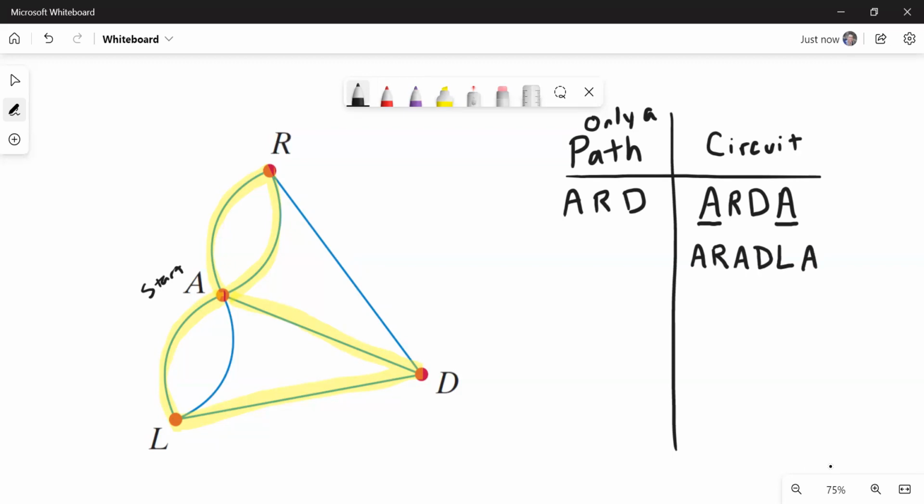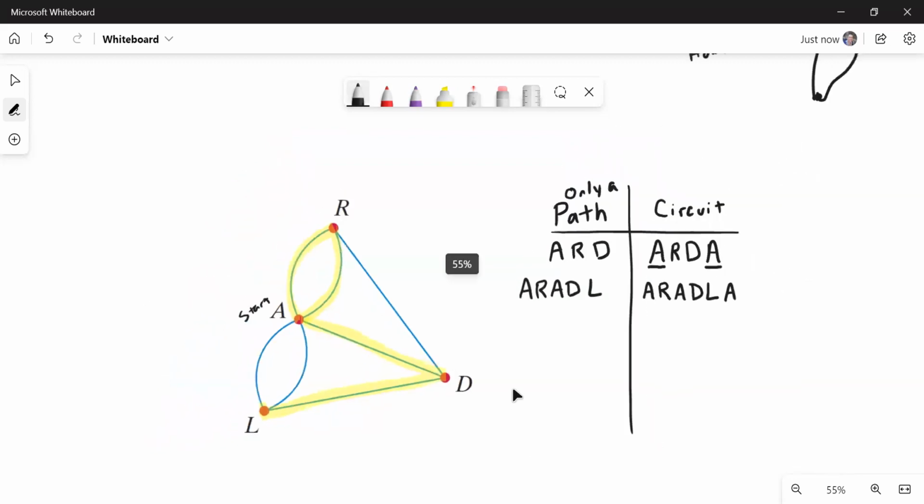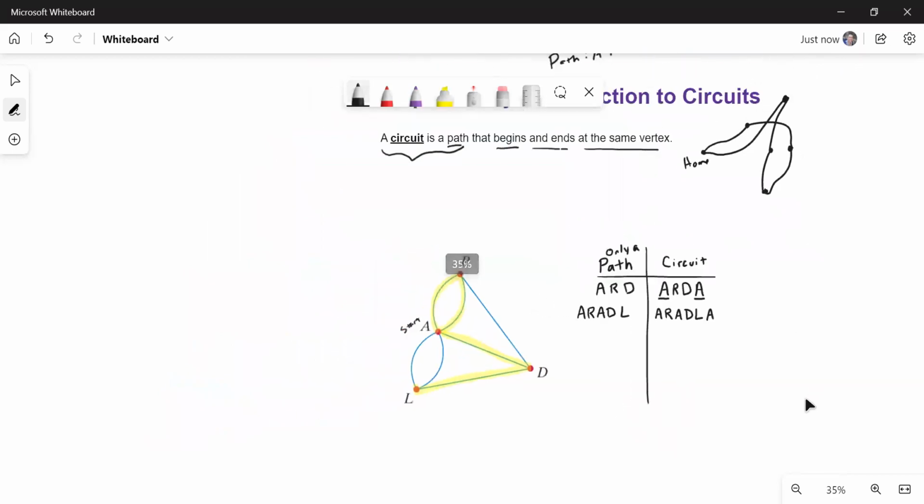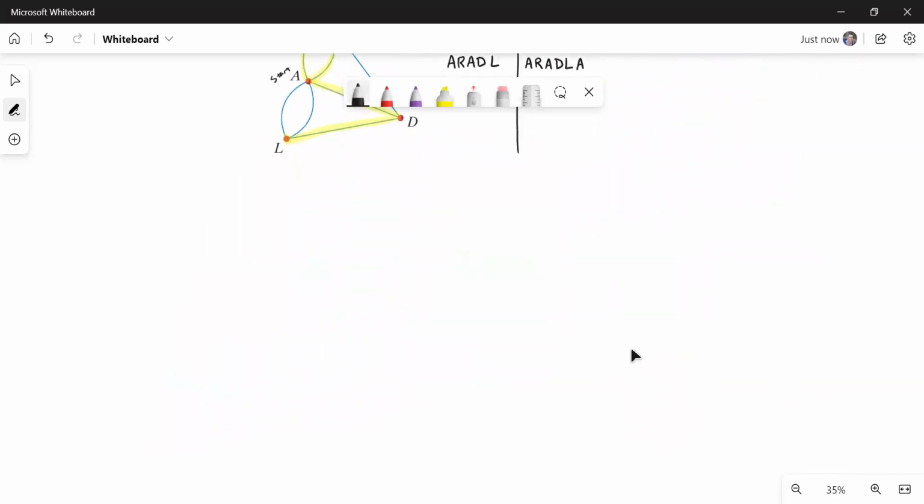Now, you can easily make that a path just by erasing the very last piece. Or you could erase several pieces. But as long as you don't end at the same spot you started, it is only a path and not a circuit. So when I erase that very last edge, that could be a path only, A, R, A, D, L. And there would be no A at the end. All right, so you can have circuits that are longer and some that are shorter. You can have multiple circuits within the same picture. There's lots of different kinds of circuits. And later on in this unit, we'll study a specific or special type of circuit.